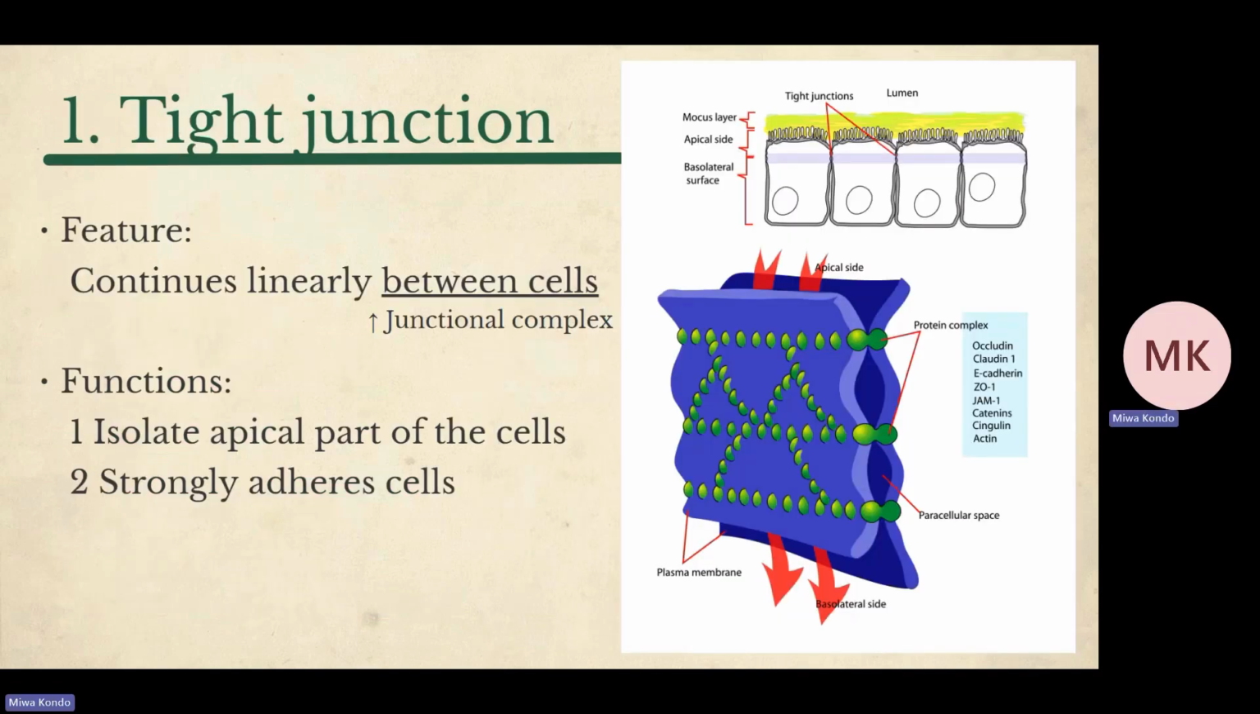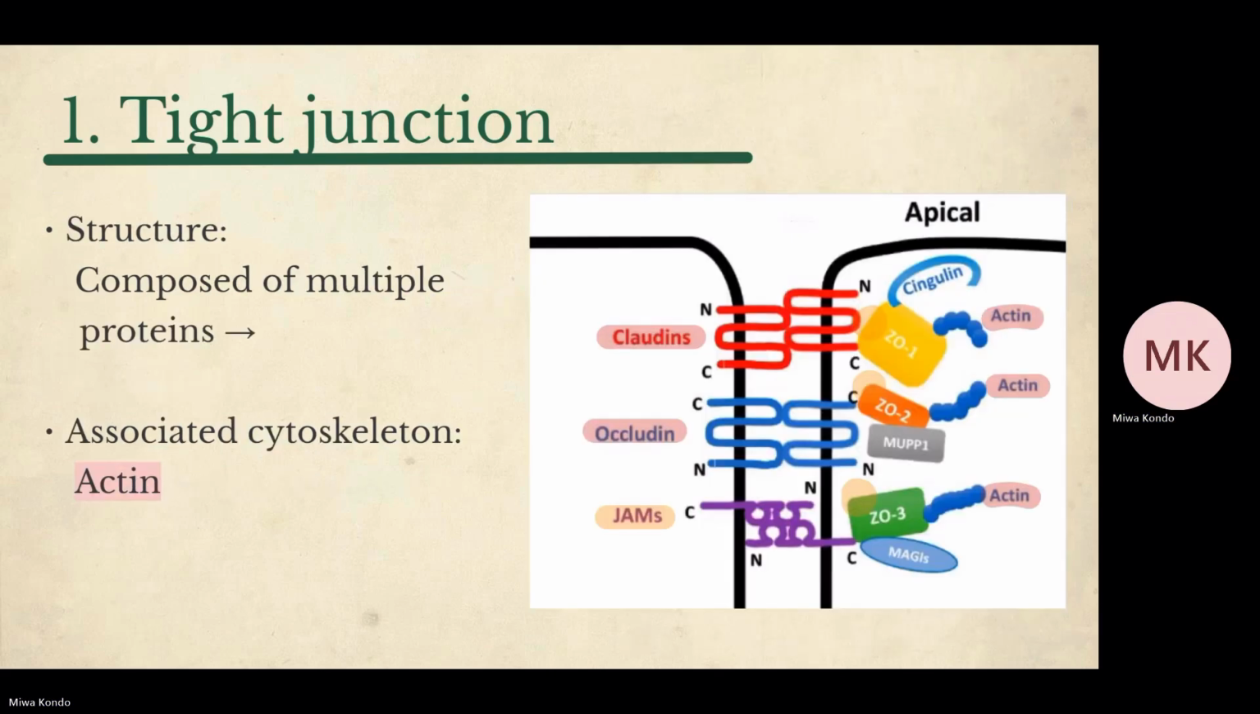Tight junction. Tight junctions form continuous seals between cells, which is why they are part of the junctional complex. Their main functions are to isolate the apical part of the cell and to create a strong adhesion between adjacent cells. Tight junctions are made up of various proteins, including claudin, occludin, JAM, and ZO proteins. The associated cytoskeleton is actin.